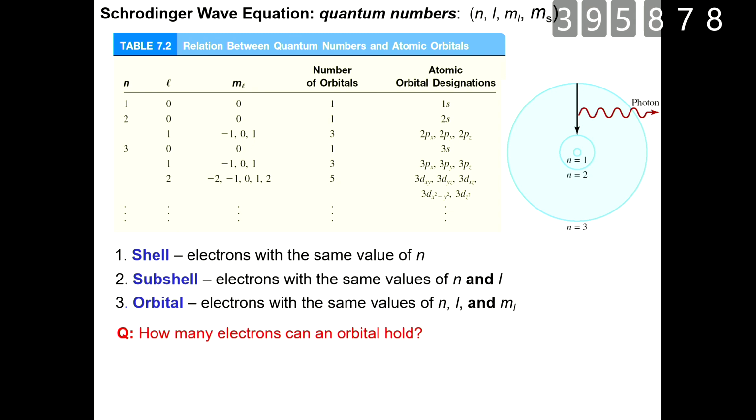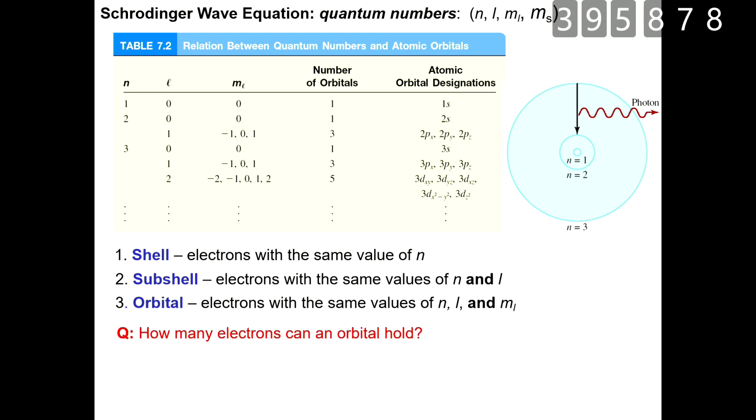Okay. So in one shell, they may have subshells. Subshell means the electrons with the same values of N and L are called a subshell. Yeah, question. Yeah, the shell is this one shell, this is another shell, then this is another shell. So in one shell, they may have subshells.